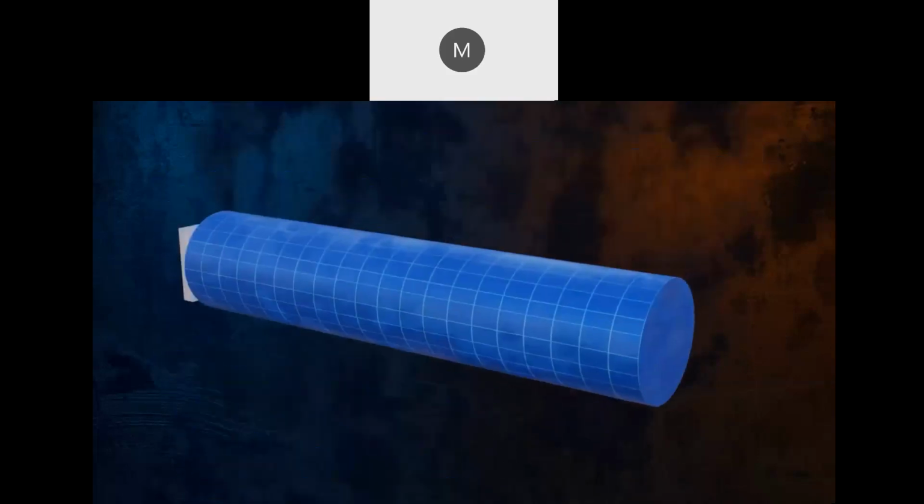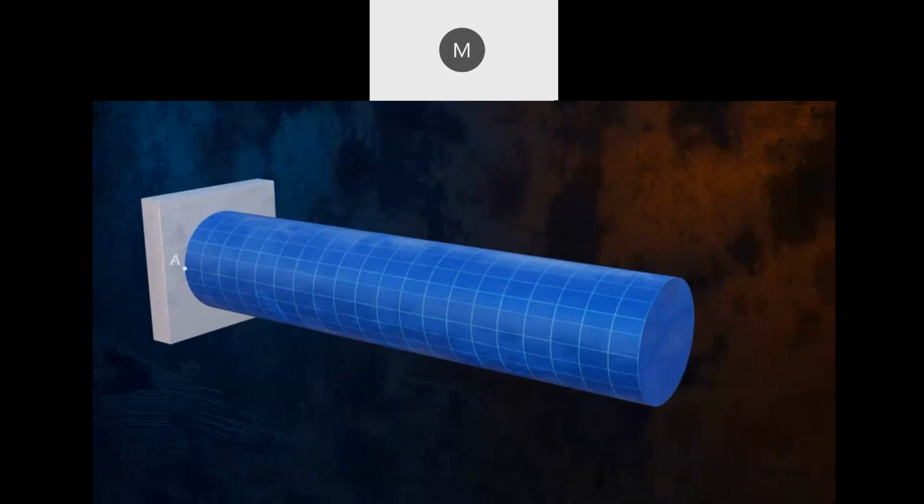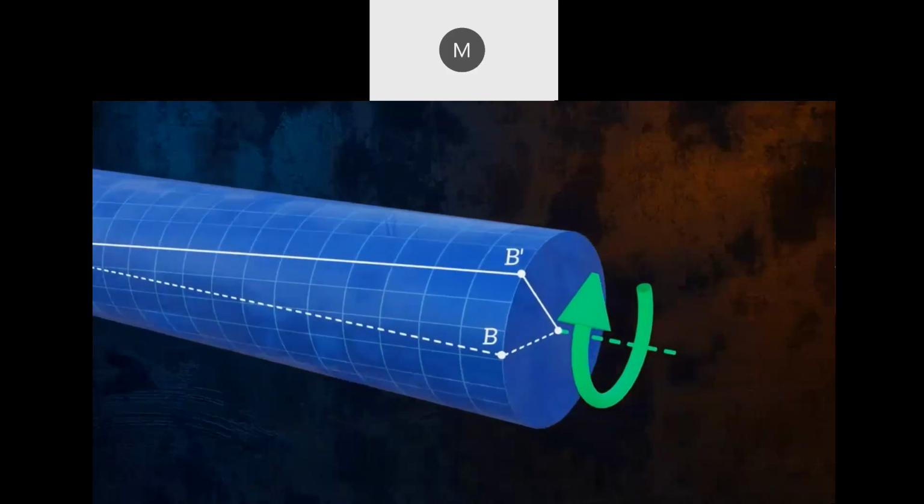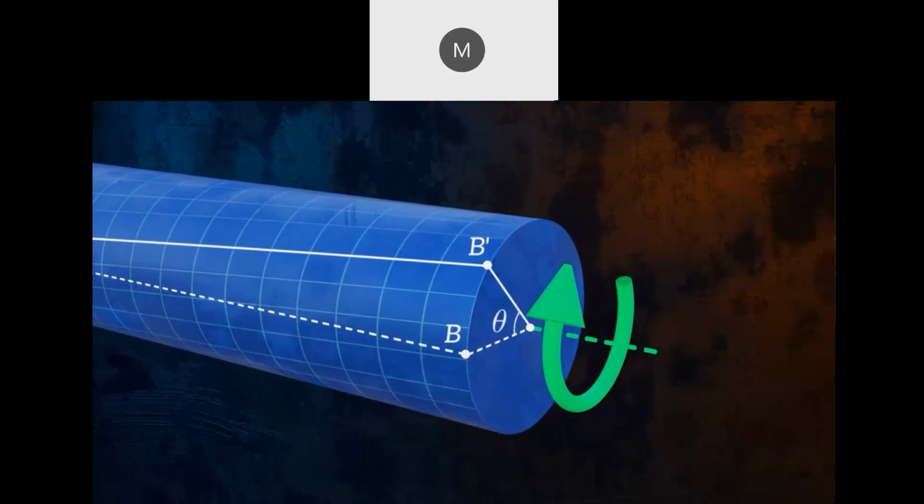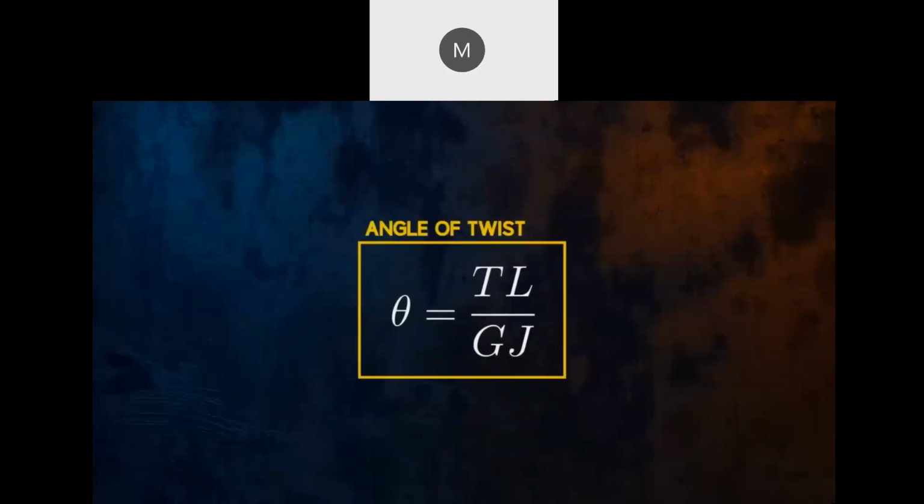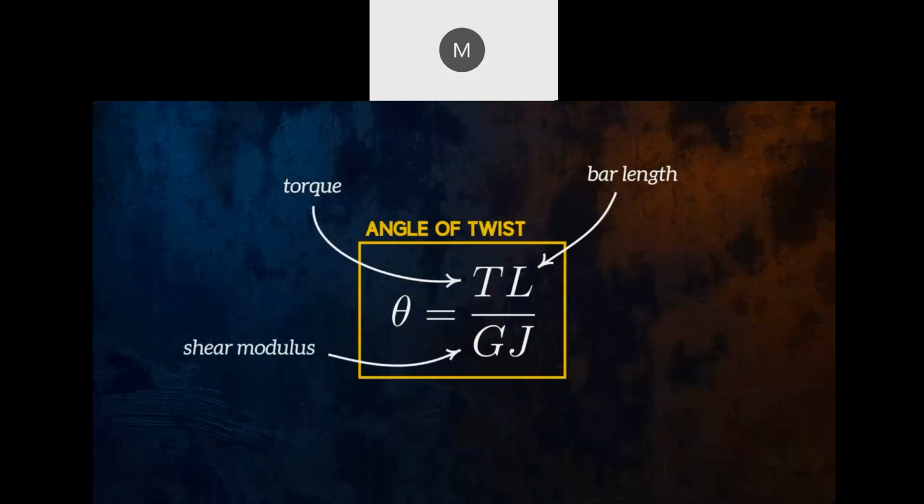Let's fix our bar at one end and track how a line between point A and point B deforms as we apply a torque to the other end. The applied torque causes the free end of the bar to rotate by an angle phi. This is called the angle of twist. It varies linearly from 0 at the fixed end of the bar to phi at the free end of the bar. We can calculate the angle of twist using this equation. It is a function of four parameters: the length of the bar L, the applied torque T, the shear modulus G, which is a material property, and J, which is the polar moment of inertia.